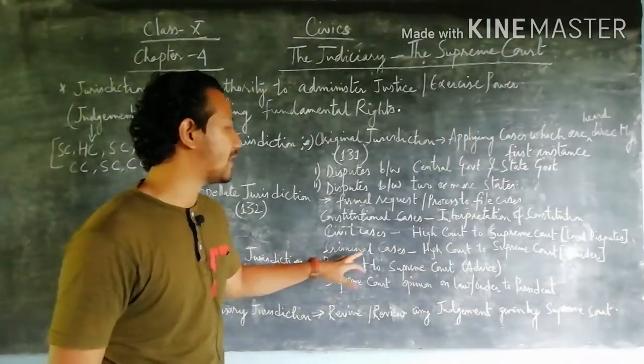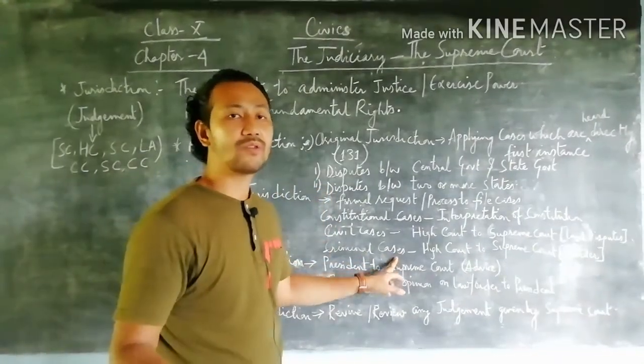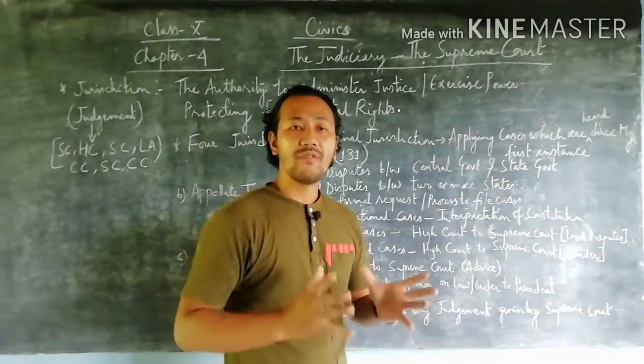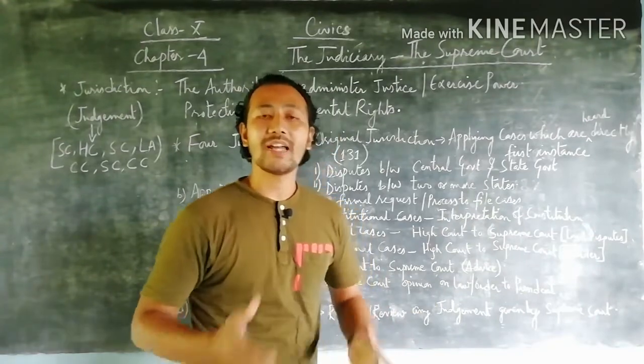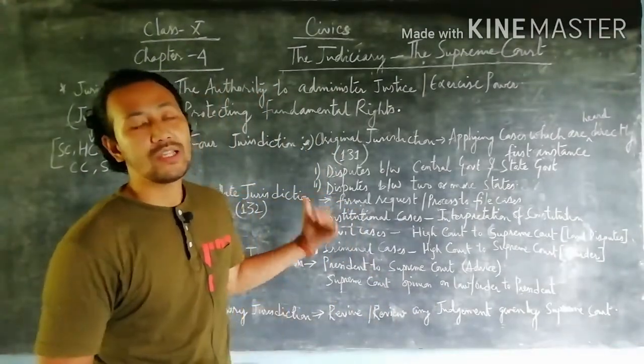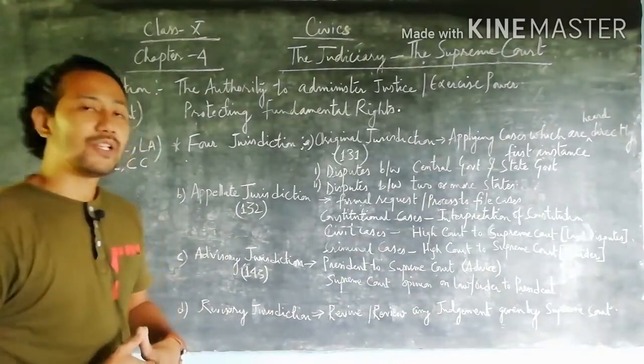And the third is the criminal cases. Under the criminal also, the same process applies from the High Court to the Supreme Court. Cases involving killing and murder also come under criminal cases, under the topic known as appellate jurisdiction.